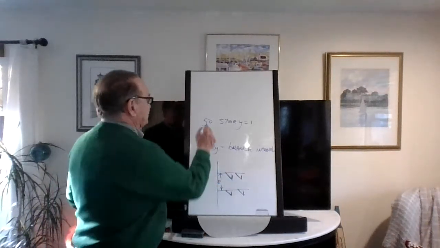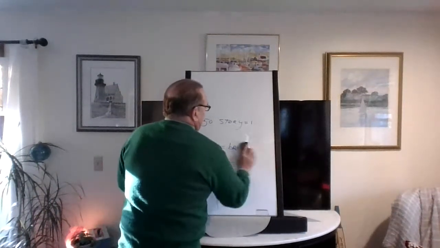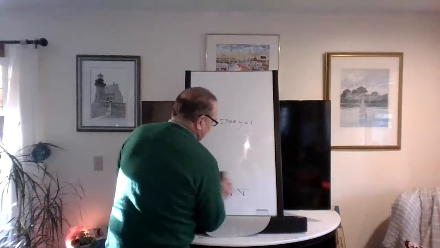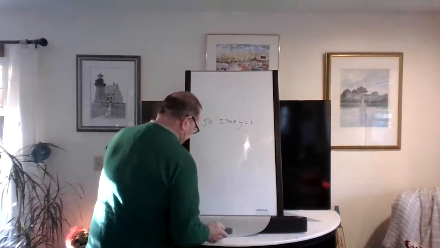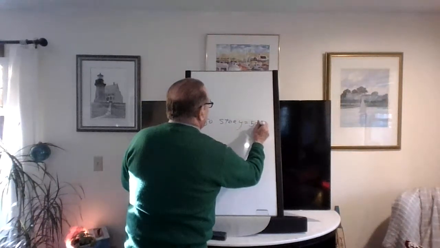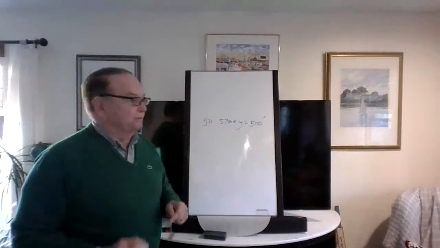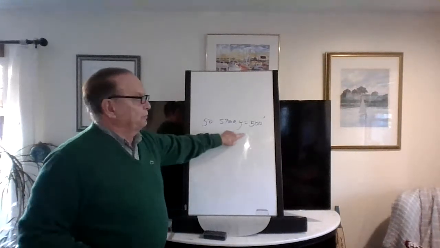So let's go back to what I started to say. A 50-story building is how many feet high? Well, that was pretty easy. That'd be 500 feet. Okay? 500 feet, 10-foot branch intervals. All right, so a 50-story building is 500 feet.